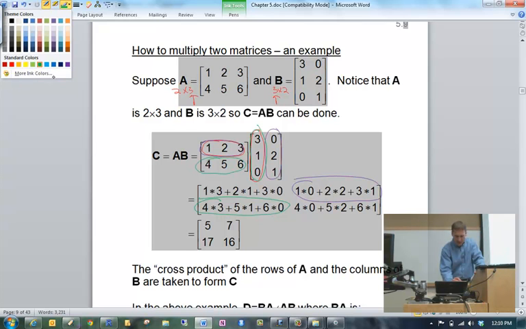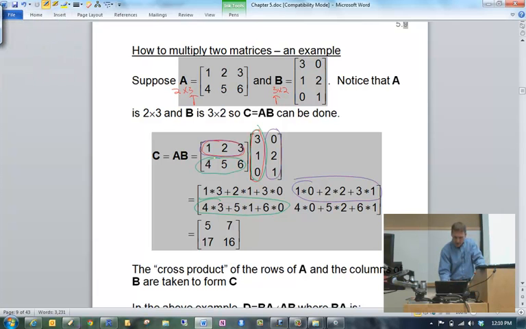let's do yellow. Probably won't show up very well. The second row, second column becomes the last element of my new matrix. This is how you multiply matrices together.